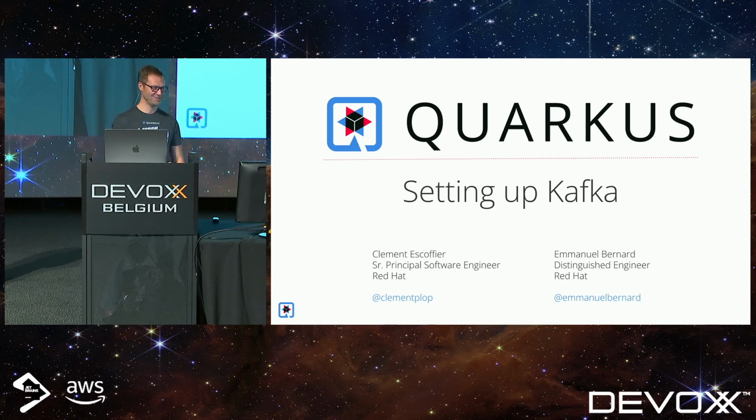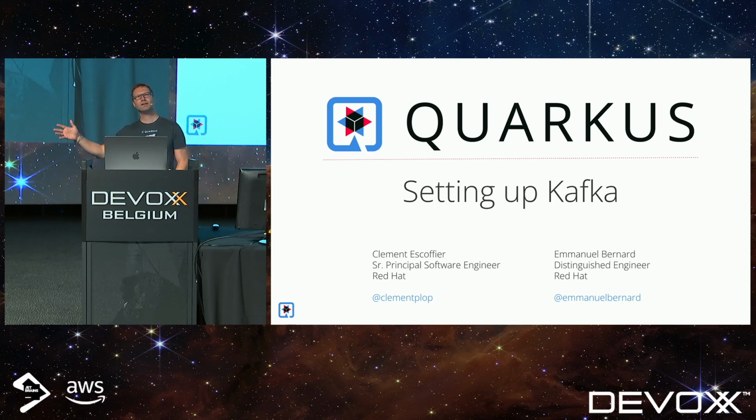So, all right, Clément started with a dev service in Quarkus to auto-start Kafka locally on his machine, but let's set up Kafka for our production.